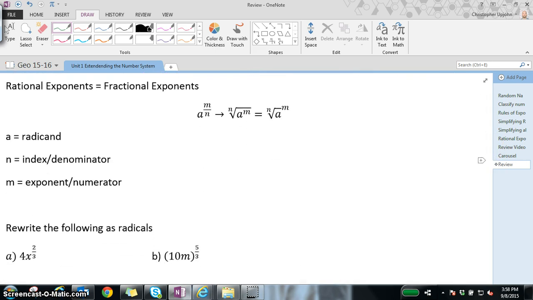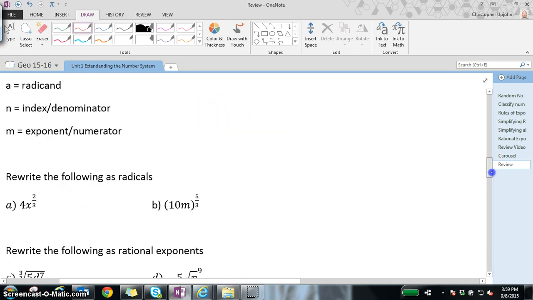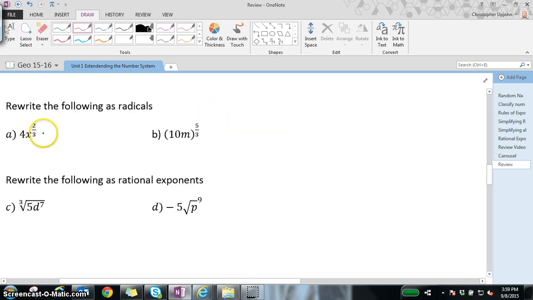Rational exponents, we just have to rewrite. Our denominator becomes our radical, and our numerator becomes our exponent, either inside or outside, and vice versa. So if we have an exponent, it would be the numerator. If we had an index, it would be the denominator. So rewriting the following. This first one, 4 has an exponent of 1. We don't touch it. It's fine. It's the x that has all this stuff going on. Index becomes 3. The exponent is 2.